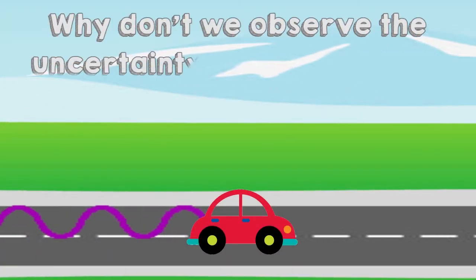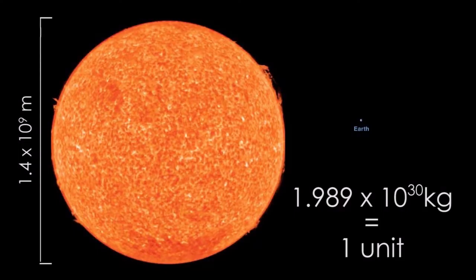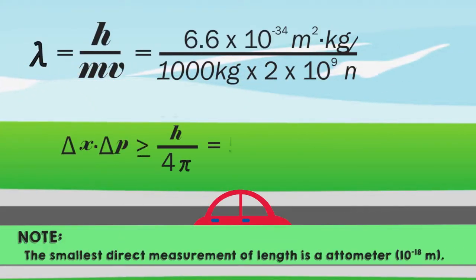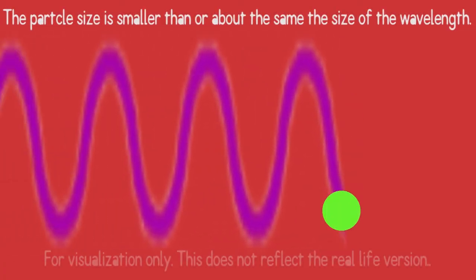Why don't we observe the uncertainty and wavelength on macroscopic objects? It is because Planck's constant is so small. If the volume of the sun equals 1, then Planck's constant has a volume of this ball. It is undetectable and insignificant on large objects, but is significant on microscopic objects.